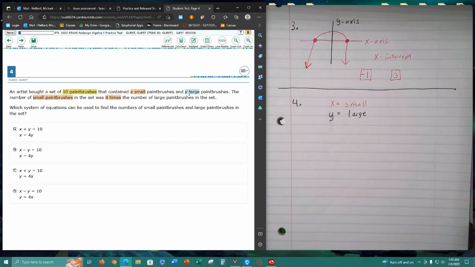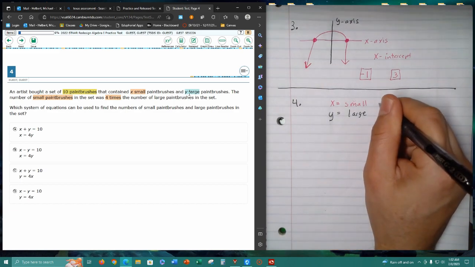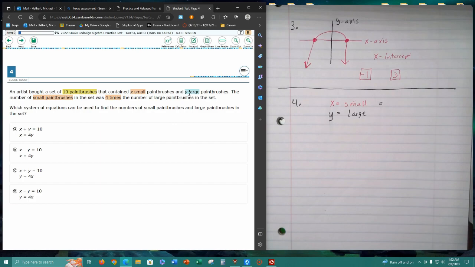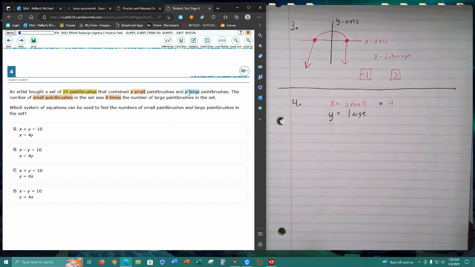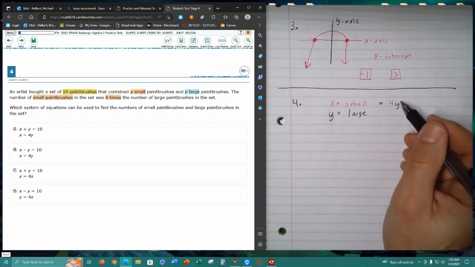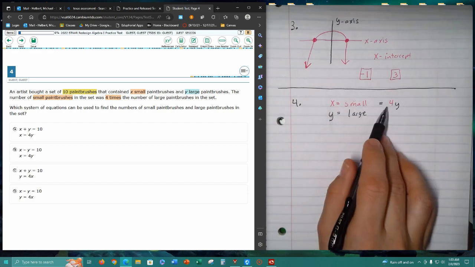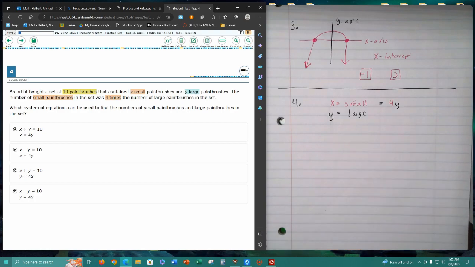So if it's 4 times the number of large paintbrushes, then basically what we're going to say is that the small is actually going to be equal to 4 times y. Now, this looks a little bit different than some ways that we've done it. That just happened to tell me that the small paintbrushes are equal to 4 times y. So that's actually going to be one of my equations.